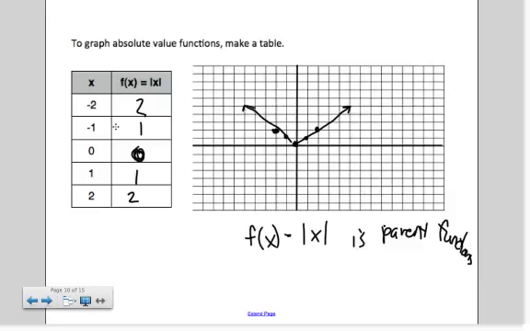Okay, notice that it has a lowest point here. This lowest point, let me get a different color, is called a vertex. Okay, so that's the vertex. All right, it has an axis of symmetry because it's symmetrical across the y-axis for this one. And it goes right straight through the vertex.